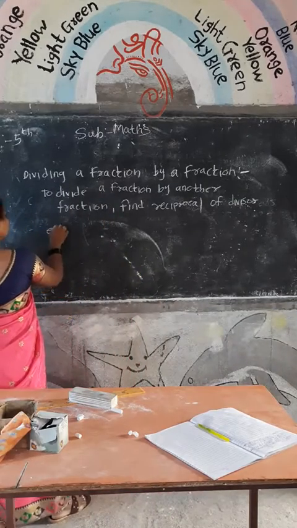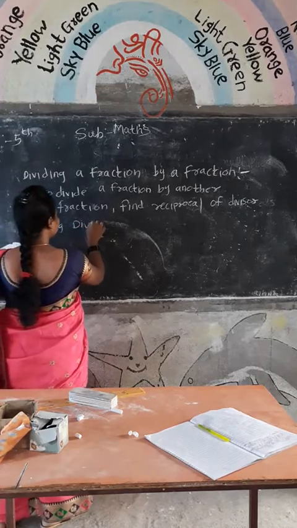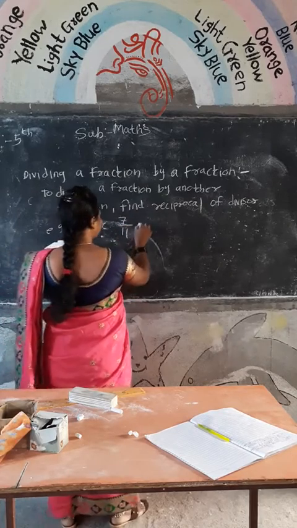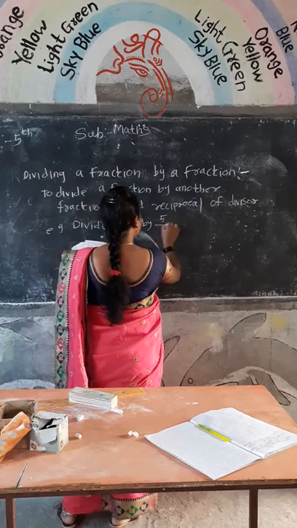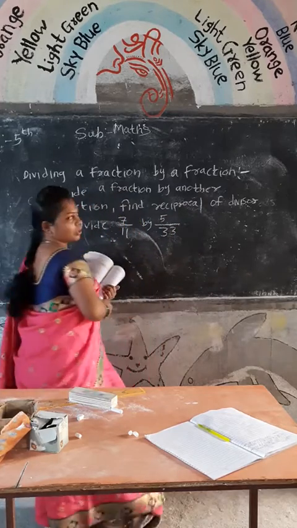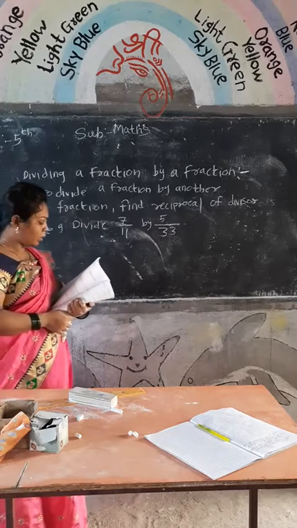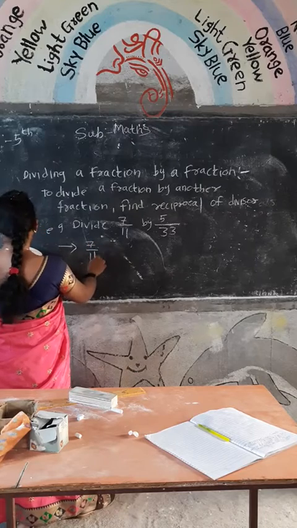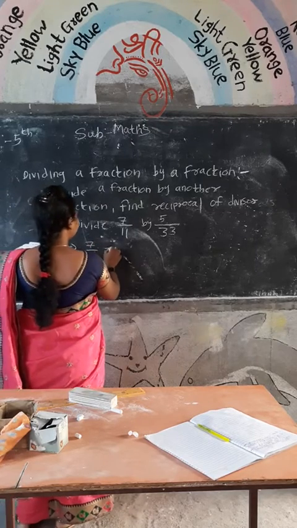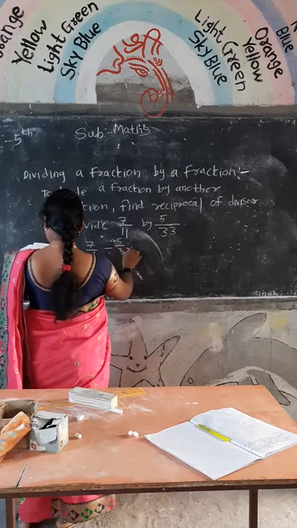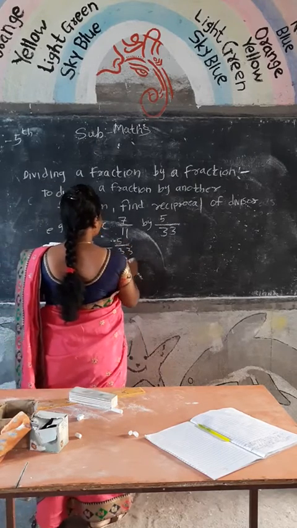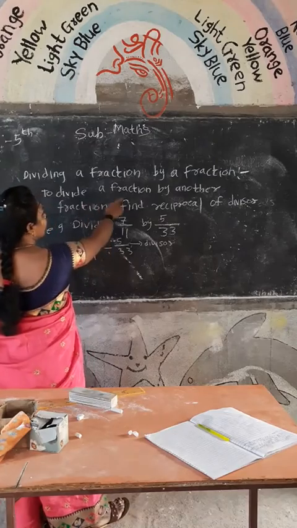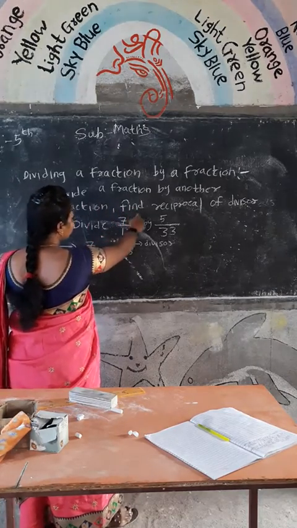For example, divide 7/11 by 5/33. Solution: 7/11 is the dividend and 5/33 is the divisor. To divide a fraction by another fraction, find the reciprocal of the divisor.